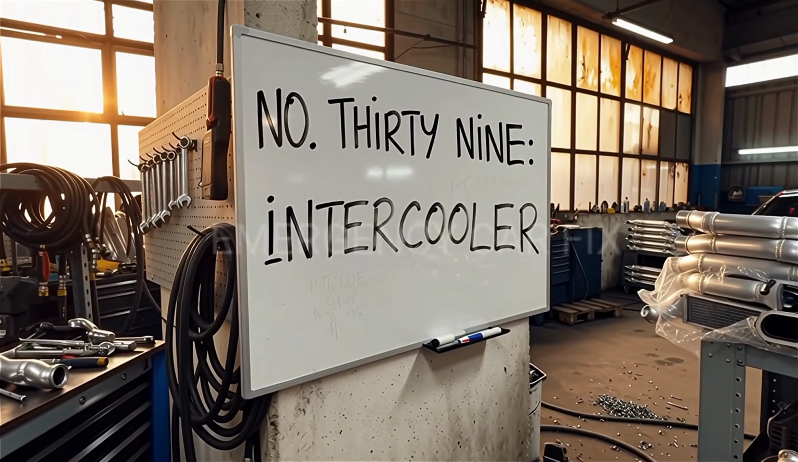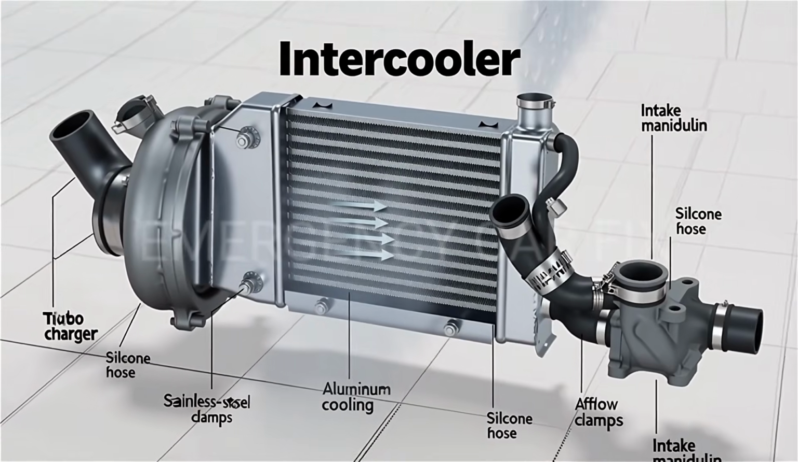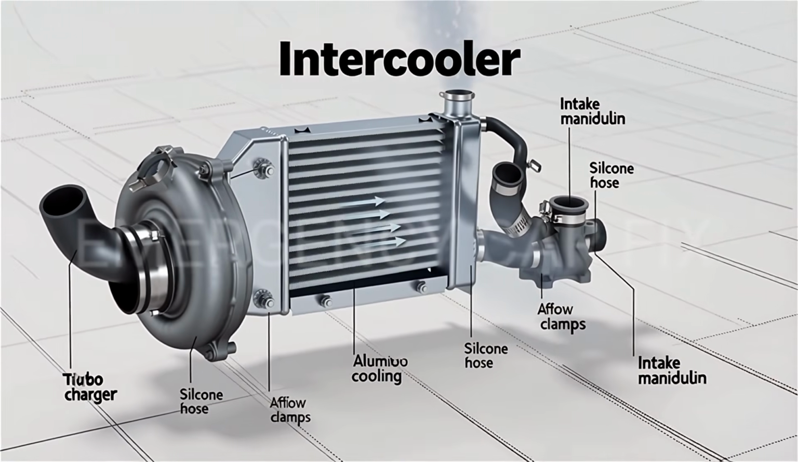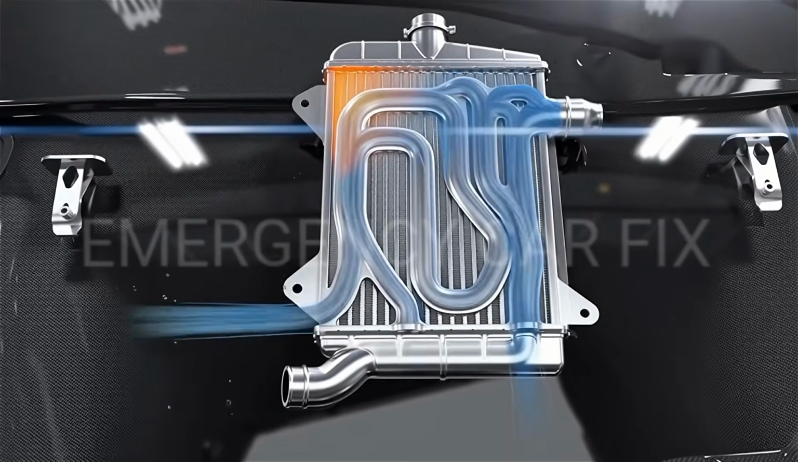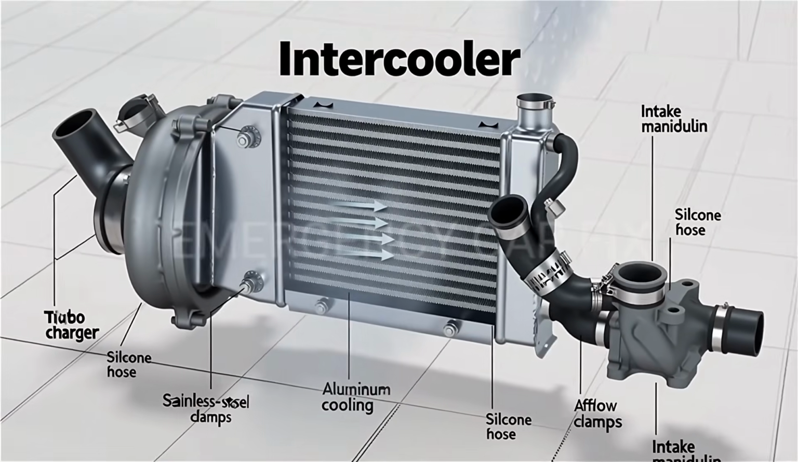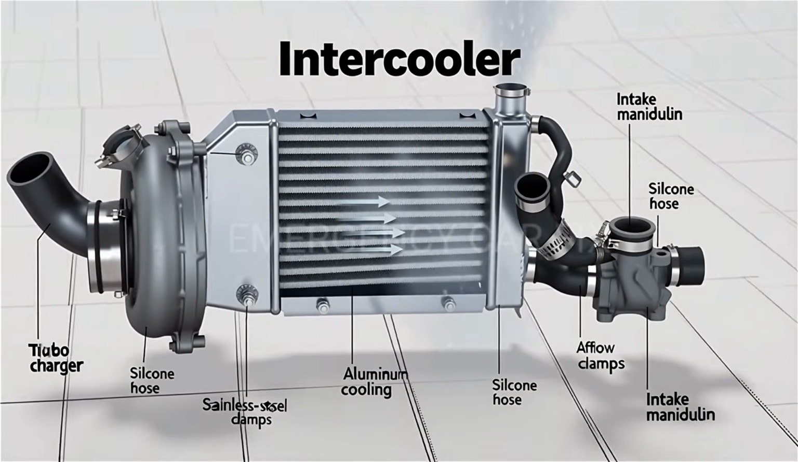Number 39. Intercooler. The intercooler cools compressed air from the turbocharger before it enters the engine, increasing air density and improving combustion efficiency, resulting in better performance and reduced risk of engine overheating.